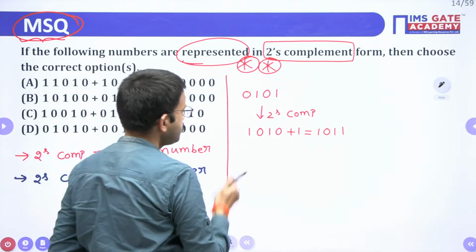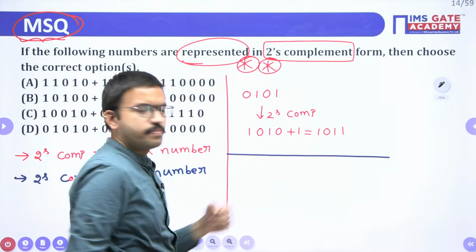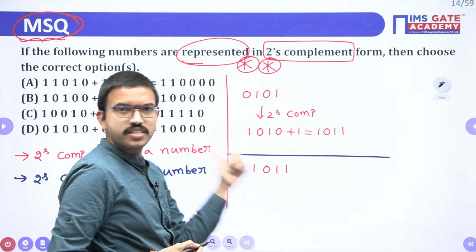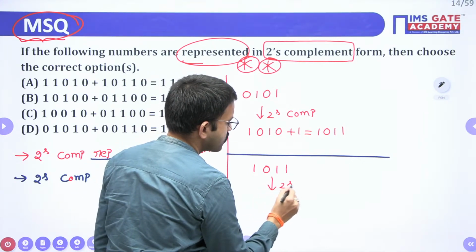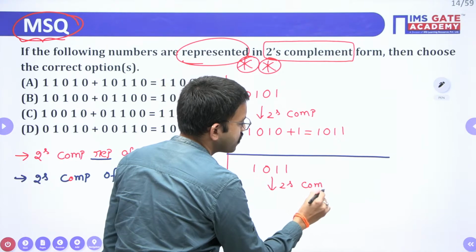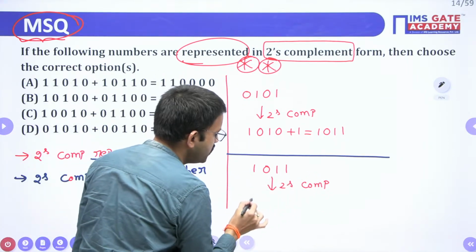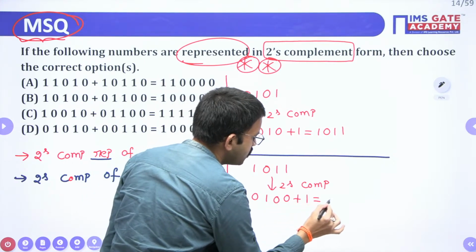Now say for example, if I am having this 4-bit number, now if you apply 2's complement to this, once again 2's complement is nothing but 1's complement plus 1. Just complement all the bits and then add 1, which is nothing but 0101.